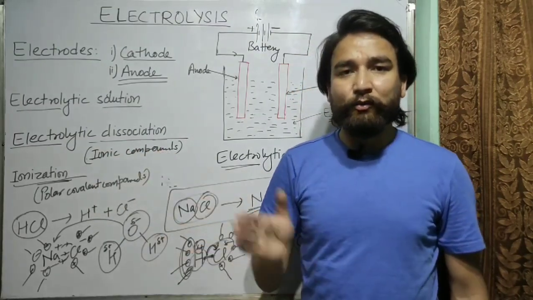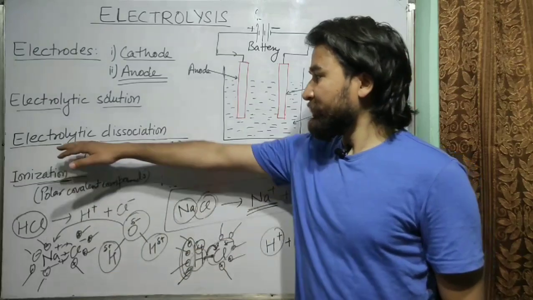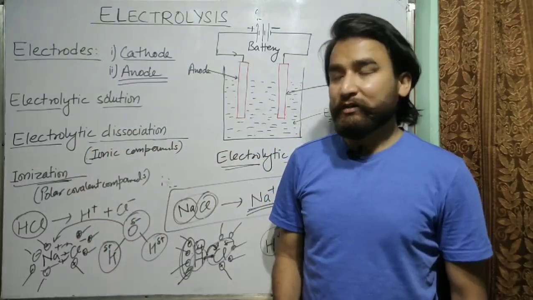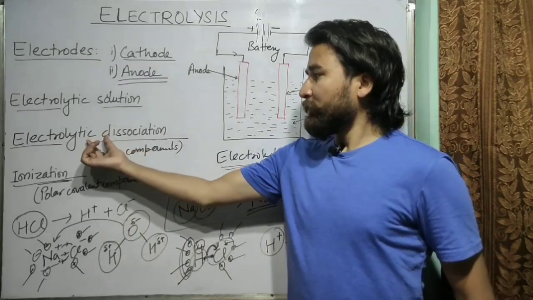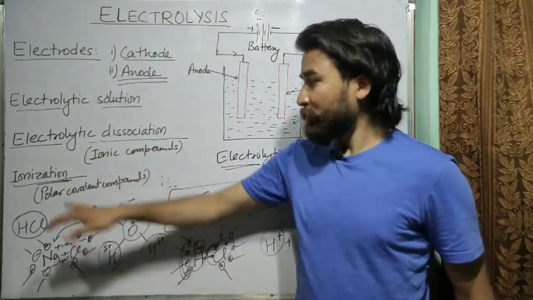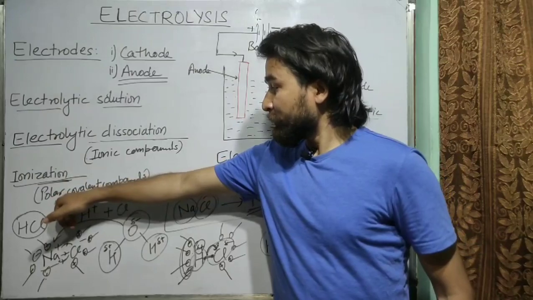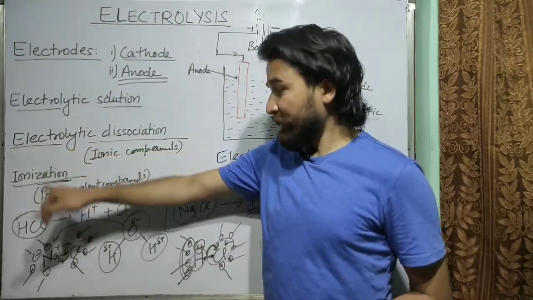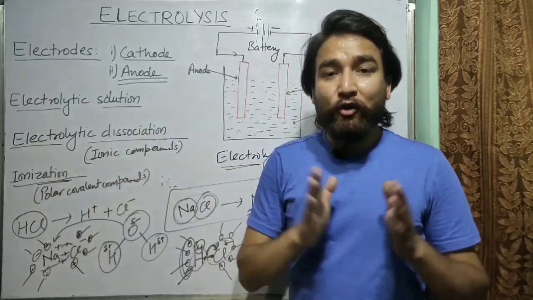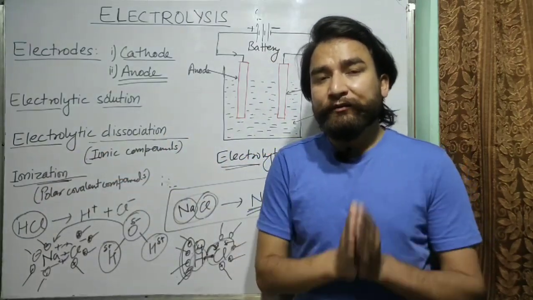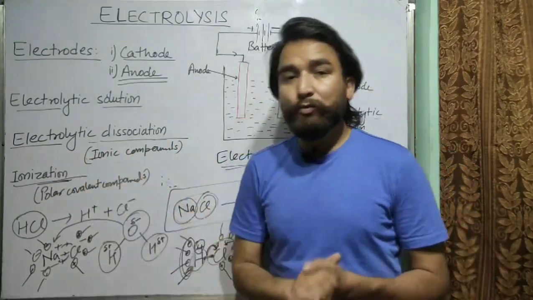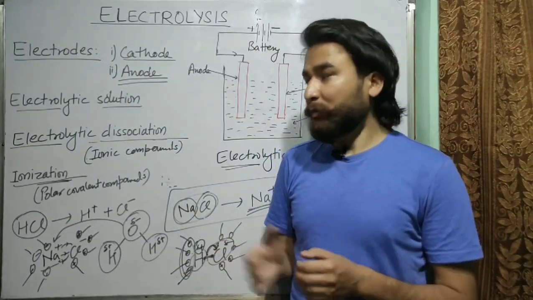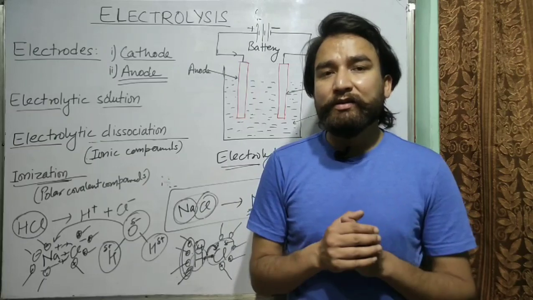There may be a question in your exam asking what the difference is between electrolytic dissociation and ionization. So you can make a few points: electrolytic dissociation takes place in ionic compounds, ionization takes place in polar covalent compounds. This is separation of ions, this is formation of ions. So these are the differences between these two processes. You have to remember them, because these are very important points from the examination point of view.